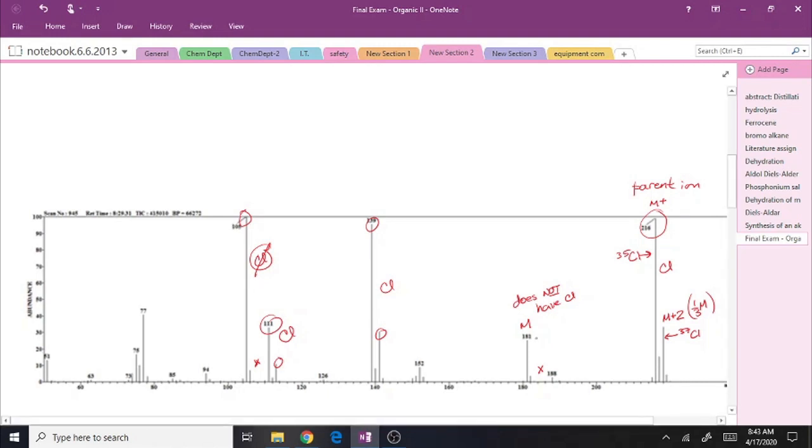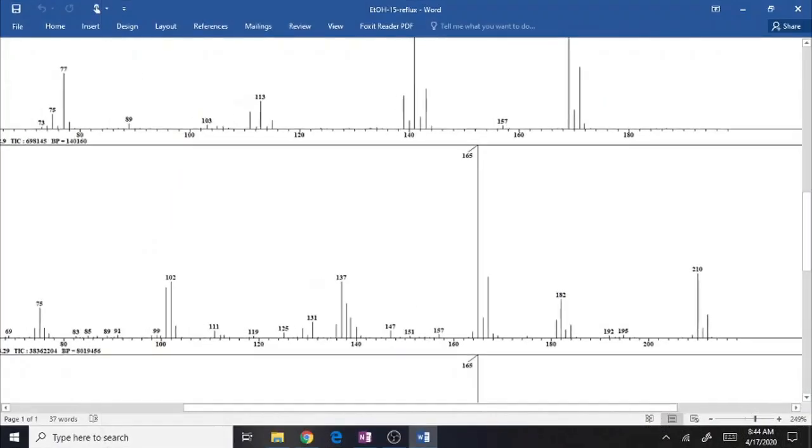Of course, you can also get some information about the fragments by looking at, for example, here the difference between the masses. We have 216, 181. When we take that difference, we get 35. This matches the mass of chlorine, so in fact, the peak at 181 is the parent ion after it has lost chlorine.